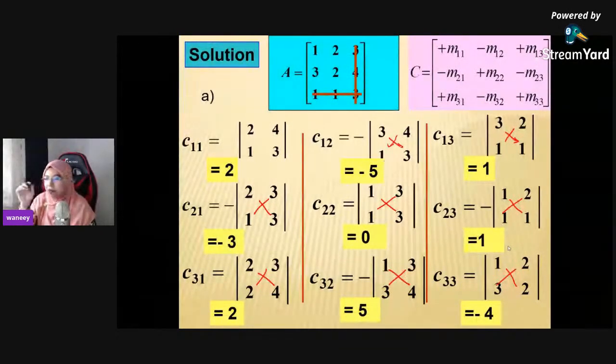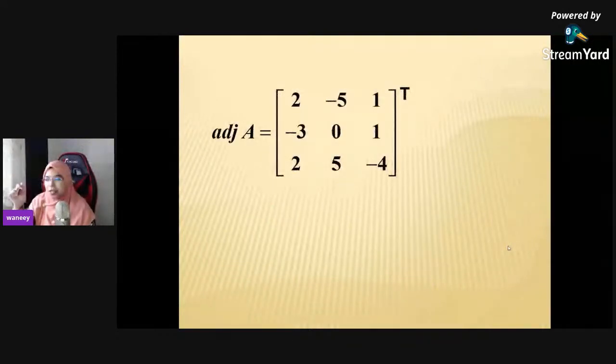Okay, so once we have all the cofactors, now let us substitute into one big matrix called the cofactor. Tadi kita dapat satu-satu kan, so ini kita masuk dalam ni lah.